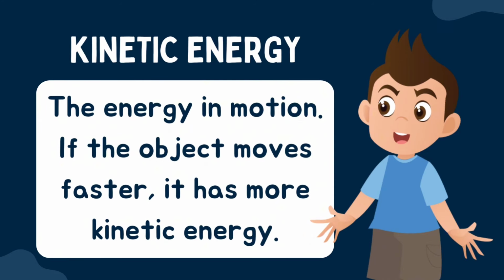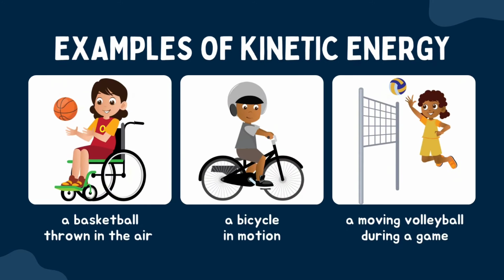This time, let's talk about the second form of energy, which is kinetic energy, or the energy in motion. If the object moves faster, it has more kinetic energy. Kinetic energy is always associated with motion or movements. For example, a basketball thrown in the air, a bicycle in motion, and a moving volleyball during a game. These are examples of kinetic energy.